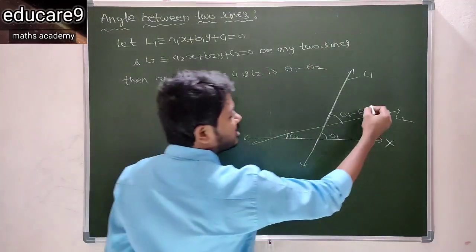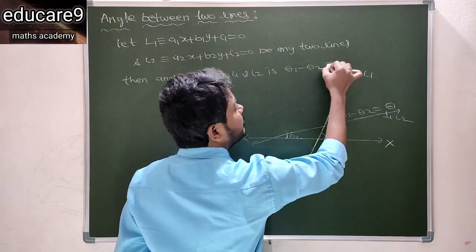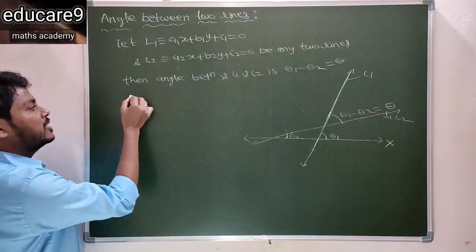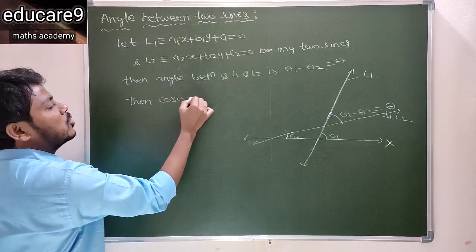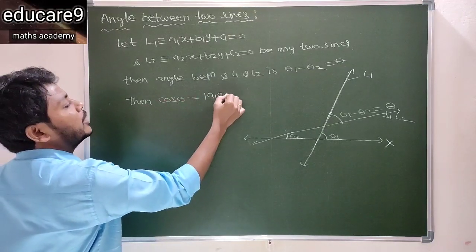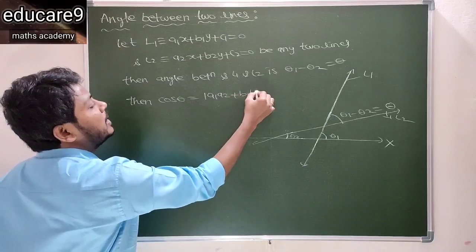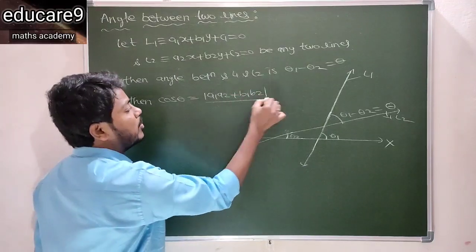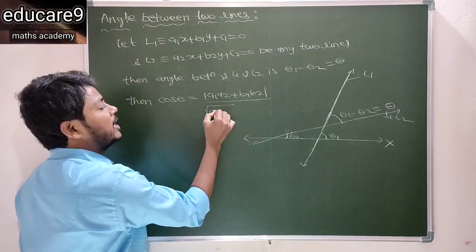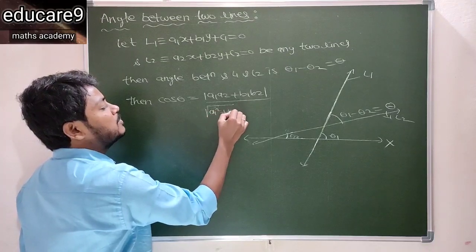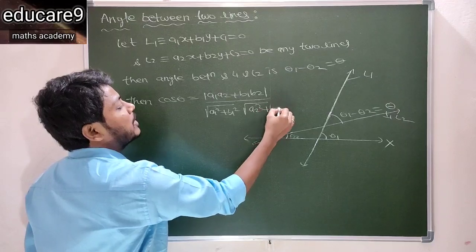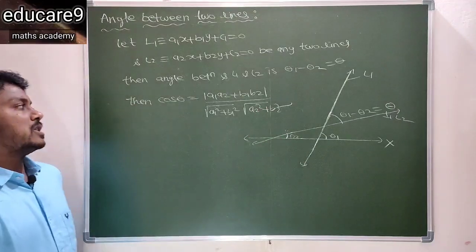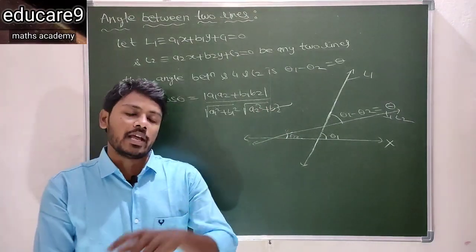Okay. So for example, this is some theta. So then cos theta is equal to mod of A1 A2 plus B1 B2, divided by square root of A1 square plus B1 square into square root of A2 square plus B2 square. So this is the angle between two lines formula.